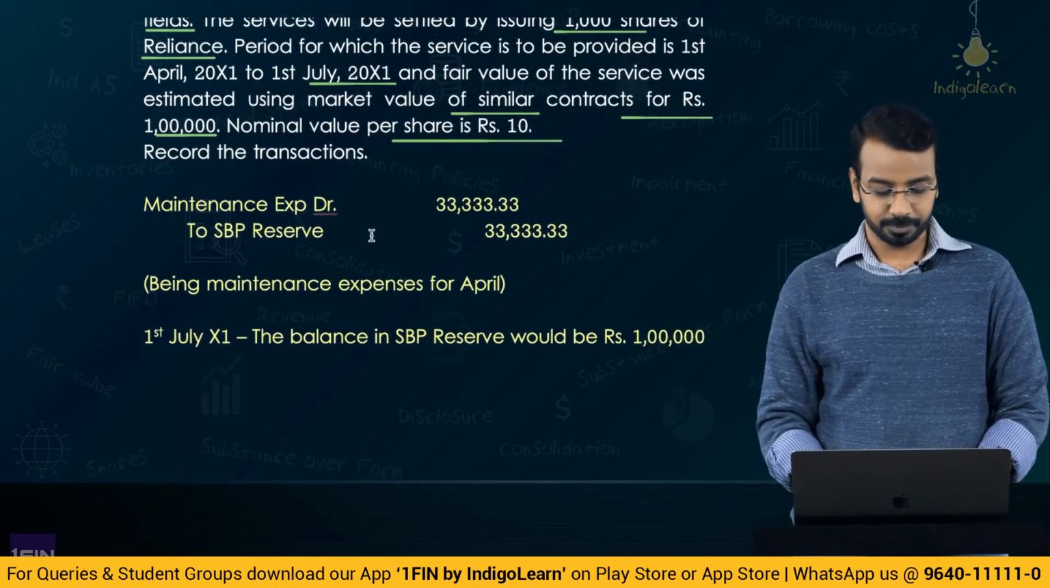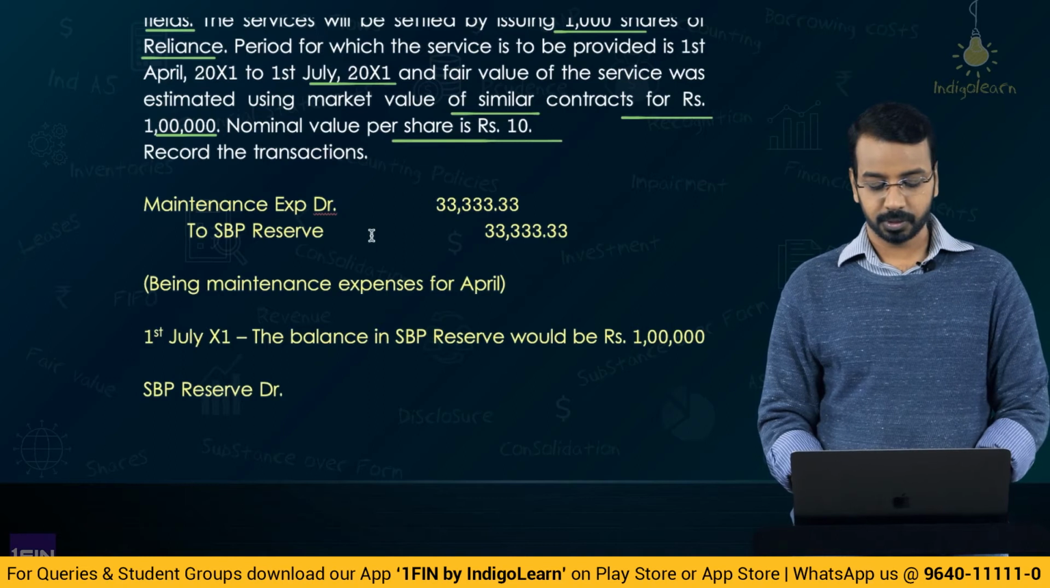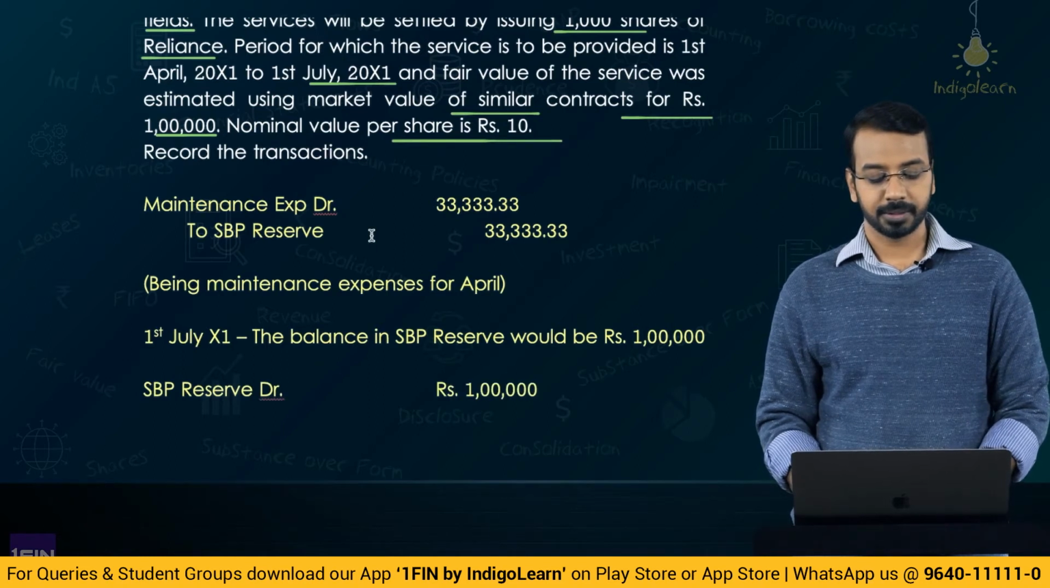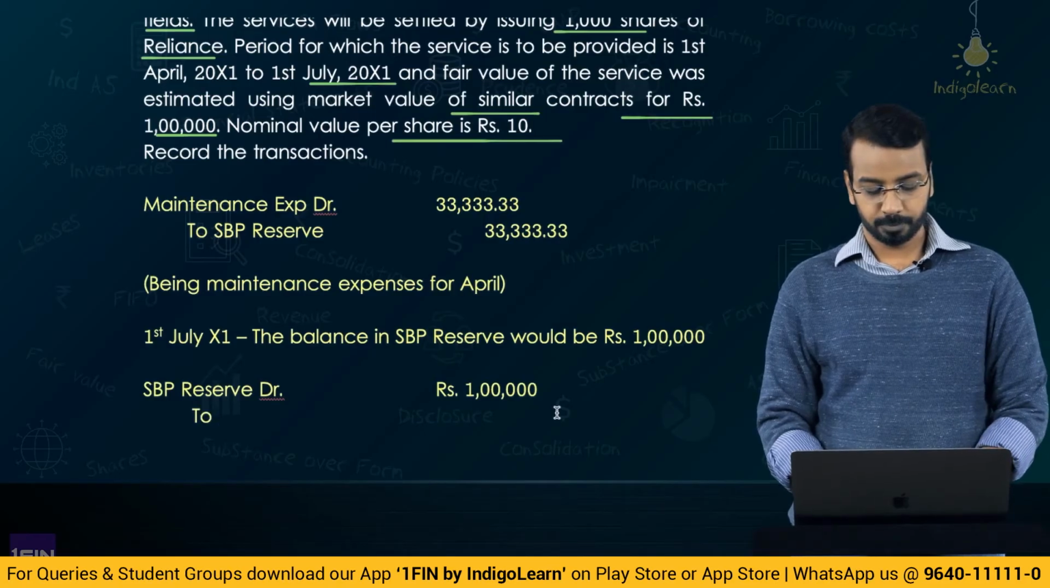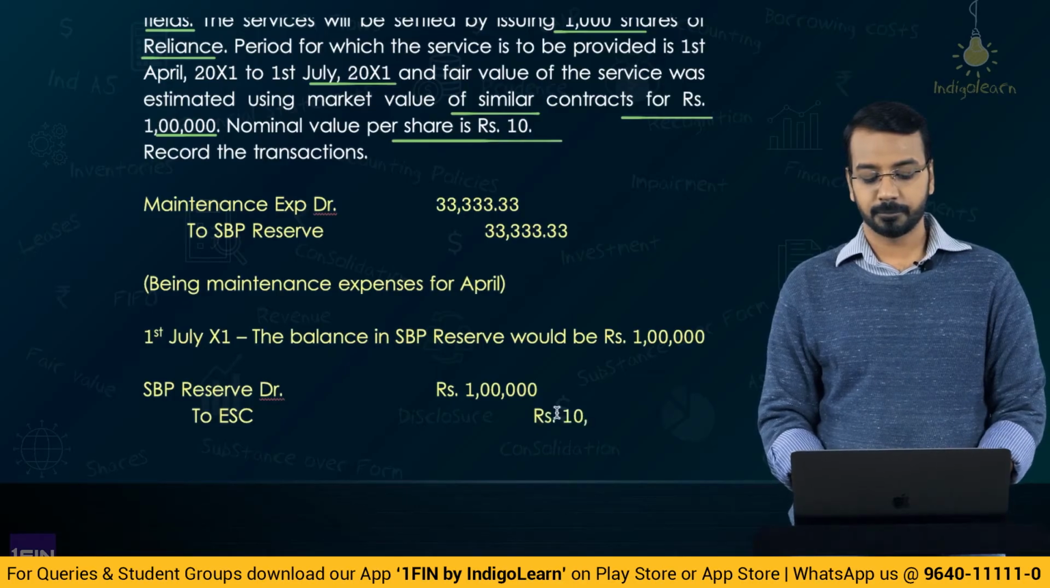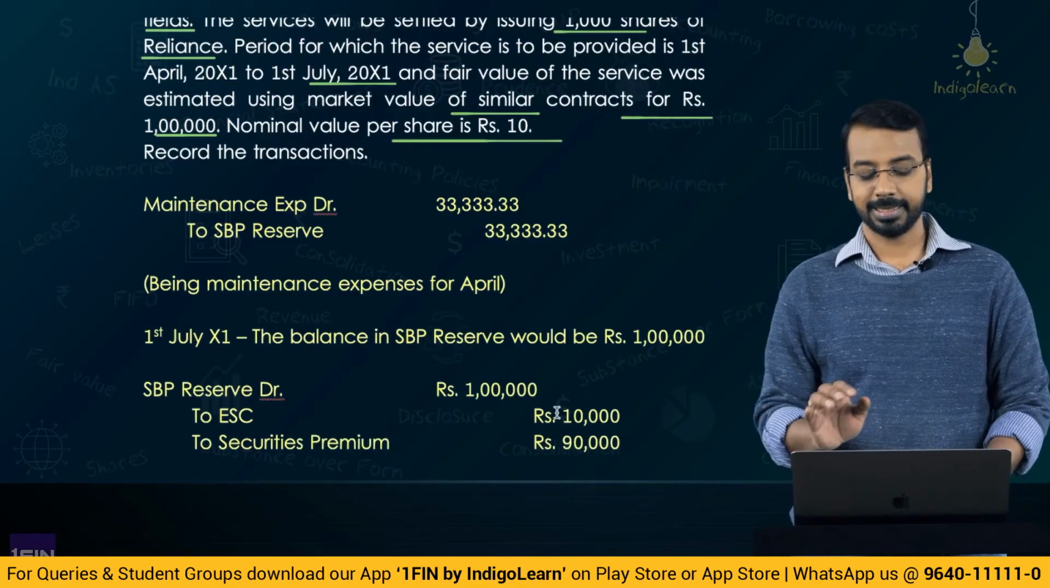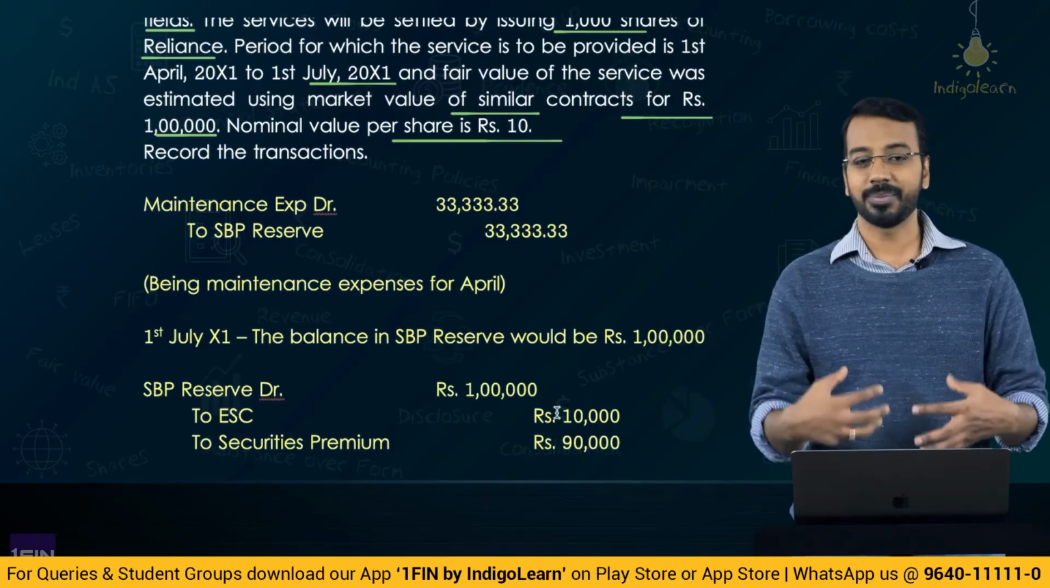So the entry would be SBP reserve debit rupees 1 lakh to equity share capital rupees 10,000 to securities premium rupees 90,000, right? A very simple entry. So what is happening here?